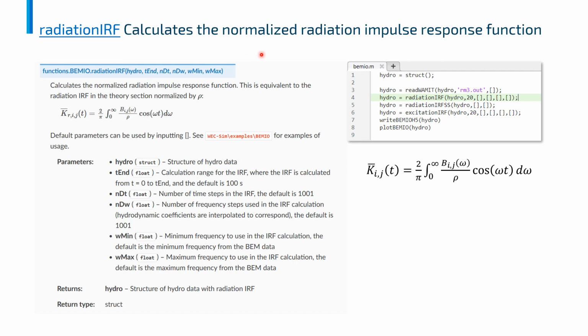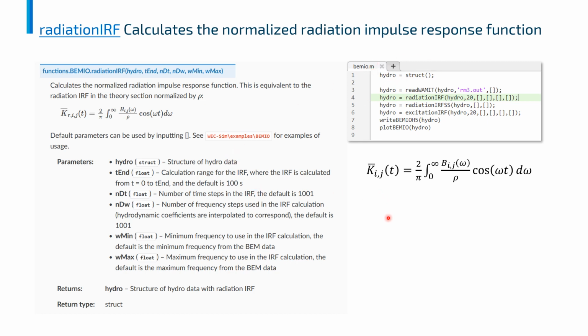So the next function is radiation IRF. This function calculates the normalized radiation impulse response function. This function is calculating this integral here numerically. So the parameters that you need for this are first your hydrostructure as usual. So you need to define this hydrostructure here again.